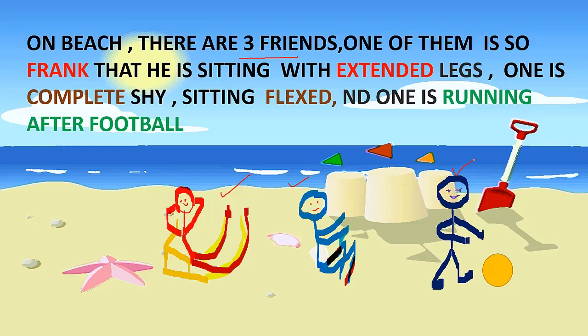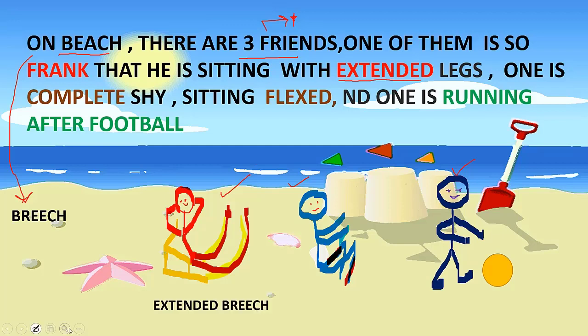How will we decode this story? As this is about breech presentation, this beach came from the word breech. So whenever someone asks you about the types of breech presentation, just think about this beach and these three characters. There are three friends, meaning there are three main types of breech presentation. So number one of them is so frank that he is sitting with extended legs. Here, extended means extended breech, which is also called the frank breech.